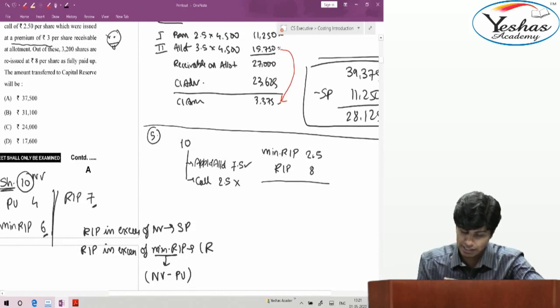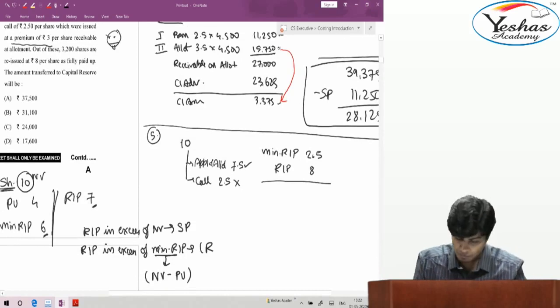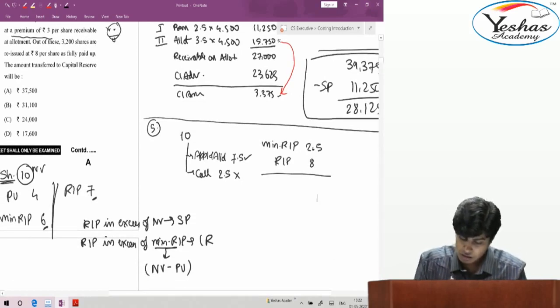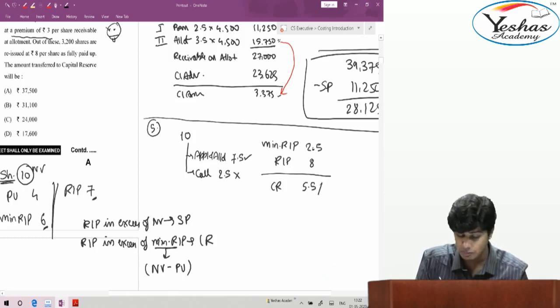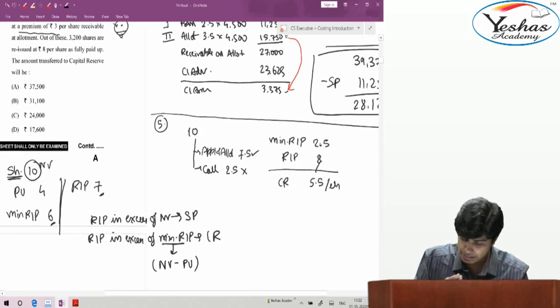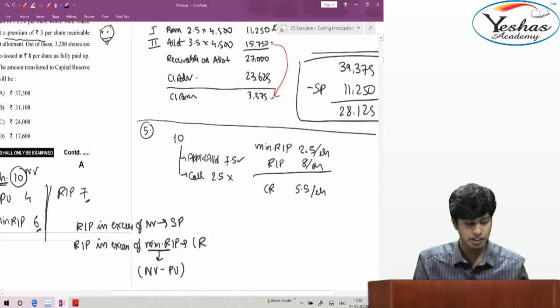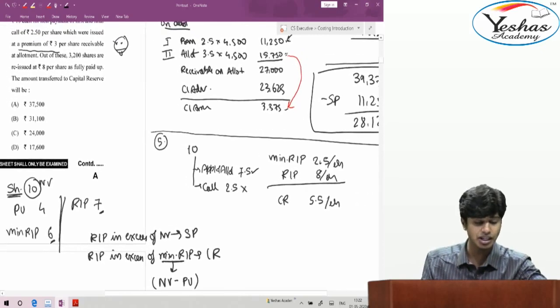So how much is collected in excess? You are supposed to collect 2.5. You collected 8. So if I do 8 minus 2.5, I'll end up with 5.5. So the amount to be transferred to capital reserve is 5.5. That is profit. This 5.5 is per share. Why? 8 is per share. 2.5 is per share. 5.5 per share. How many shares are reissued?